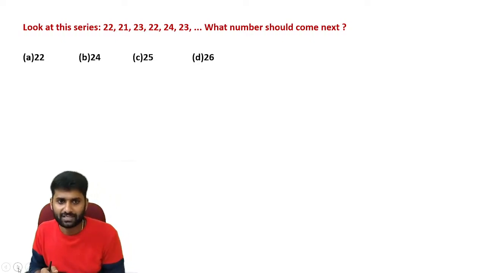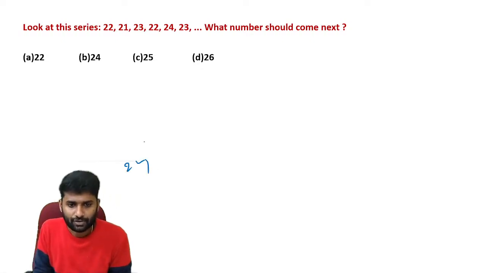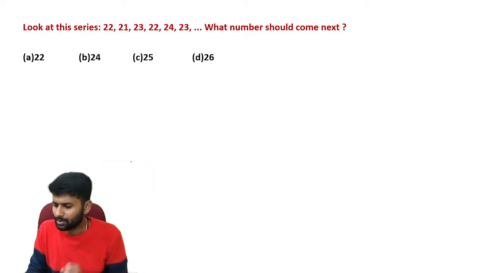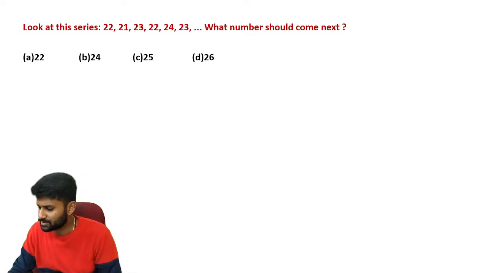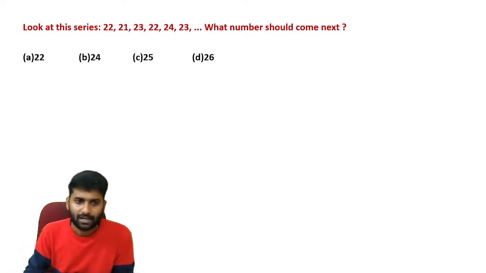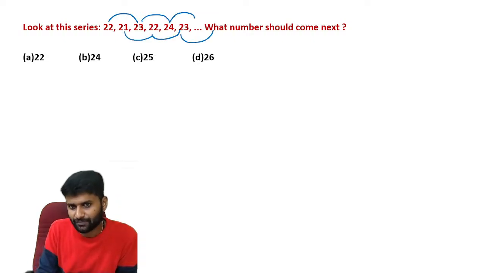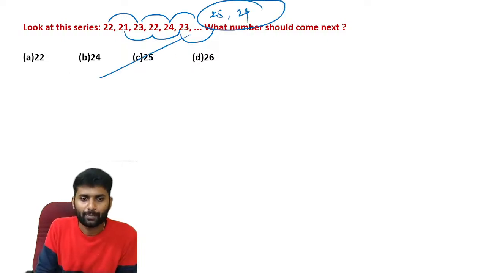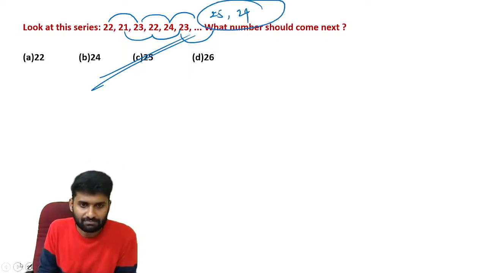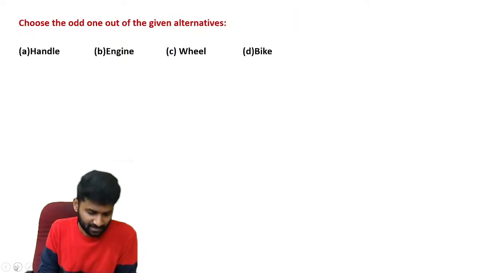Let's see this question. Look at the series 22, 21, 23, 22, 24, 23. According to the pattern, which number can you see in the next position? This is all about alternating: 22, 23, 24, 25 and 21, 22, 23. If you want the next number, here 25 and 24 itself. But according to that, the next position is 25.